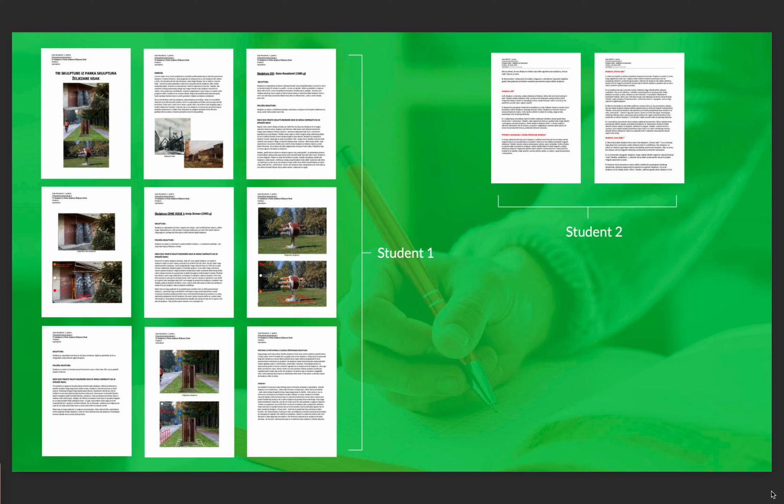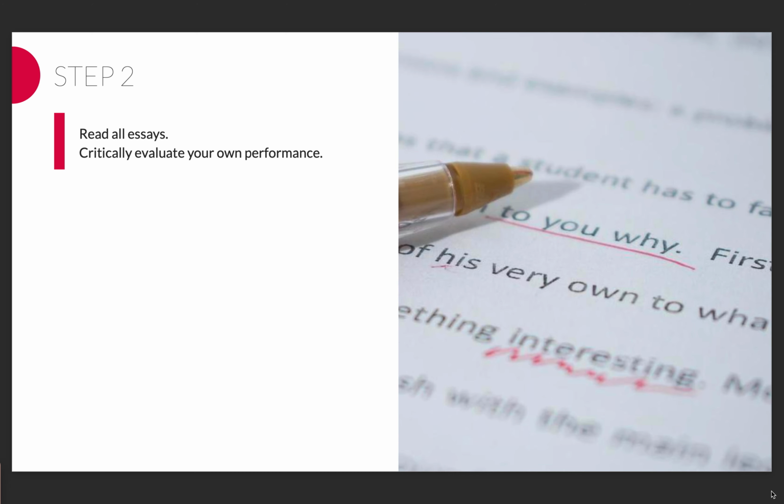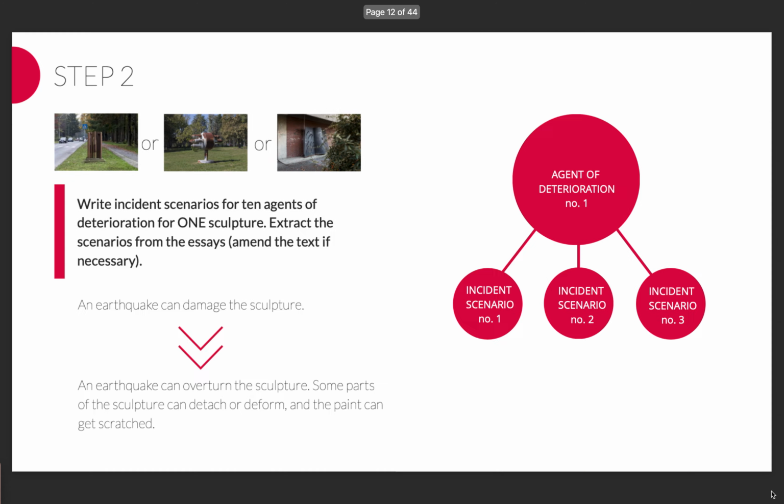I was of the opinion that a better result could be achieved if we tackle the issue gradually and if I provide more guidance to the students. So, I asked them to read each other's essays and to critically evaluate their own performance. Then I asked them to write incident scenarios for 10 agents of deterioration for just one sculpture.